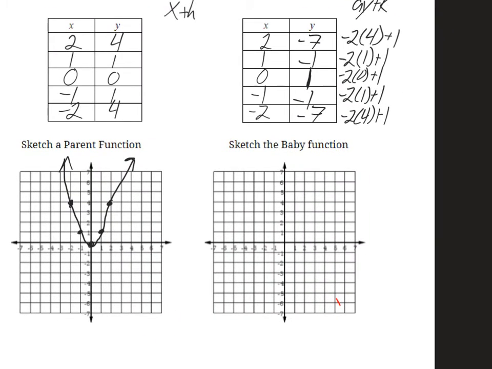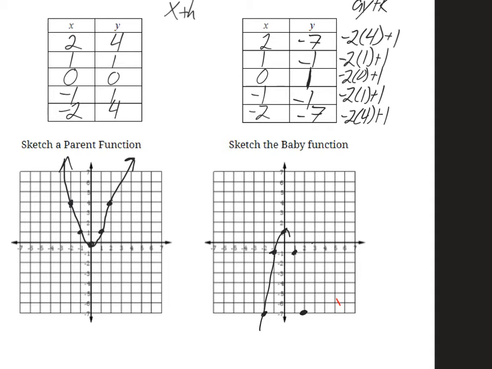Now we are just going to graph this. So we're going over to 2. We are going down to negative 7. We're going to positive 1. We're going down 1. At 0, we're going up to 1. At negative 1, we're going down to negative 1. At negative 2, we are going down to negative 7.